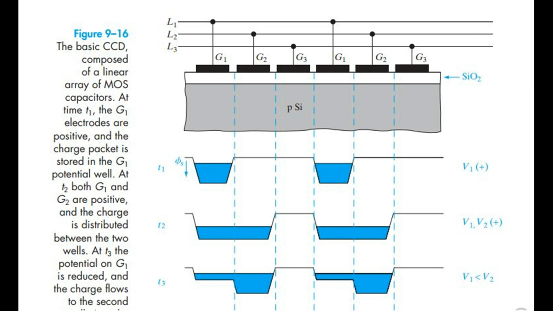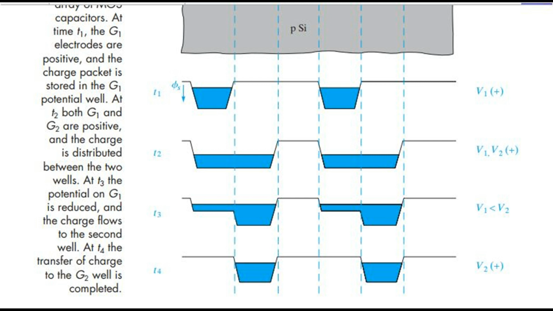Figure 9.16: the basic charge-coupled device, composed of a linear array of metal oxide semiconductor capacitors. At time t1, the G1 electrodes are positive, and the charge packet is stored in the G1 potential well. At t2 both G1 and G2 are positive, and the charge is distributed between the two wells. At t3 the potential on G1 is reduced, and the charge flows to the second well. At t4 the transfer of charge to the G2 well is completed.